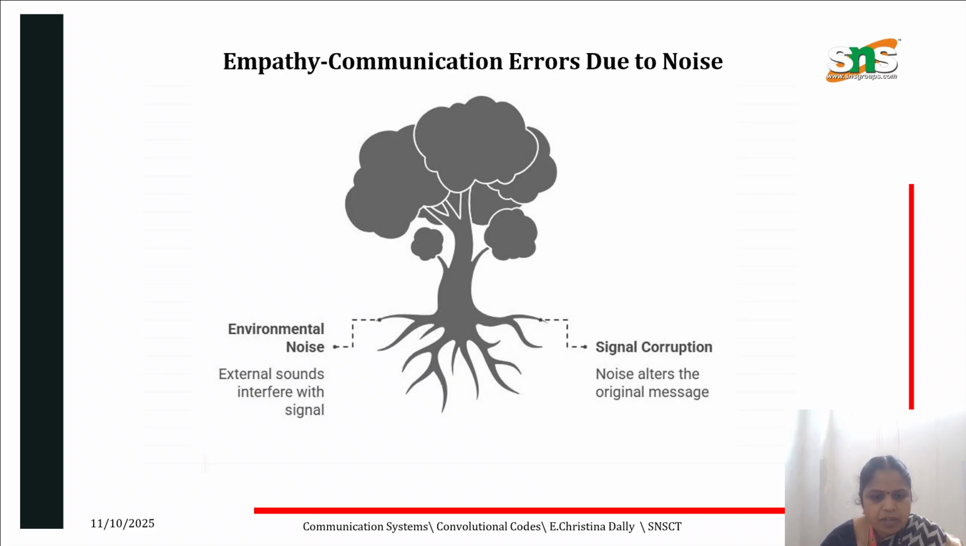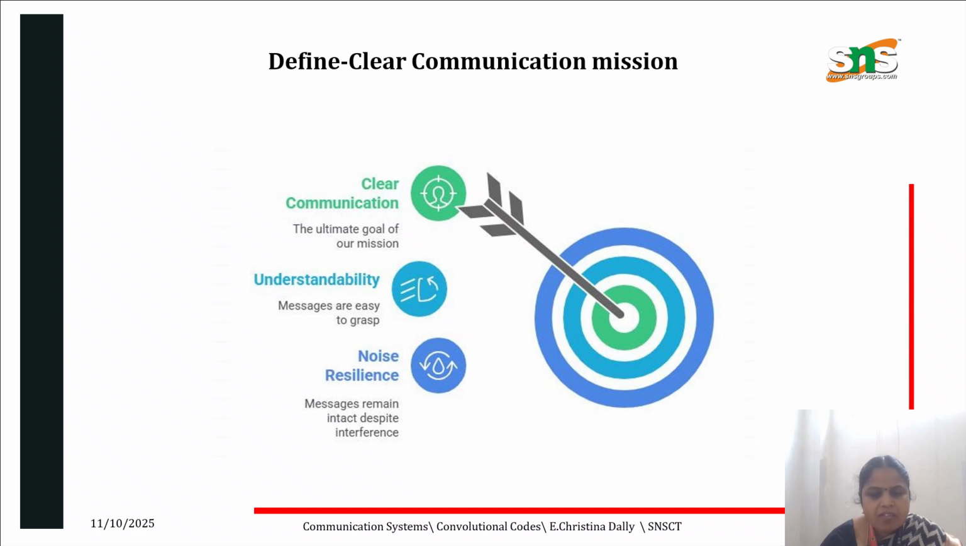If it is environmental noise, what happens? The external sounds will interfere with the signal. If it is signal corruption, noise alters the original message. So these are all the noises that happen in communication. We have to define the clear communication mission. The ultimate goal of our mission is clear communication. The third thing we have to understand is noise resilience: the messages remain despite interference.